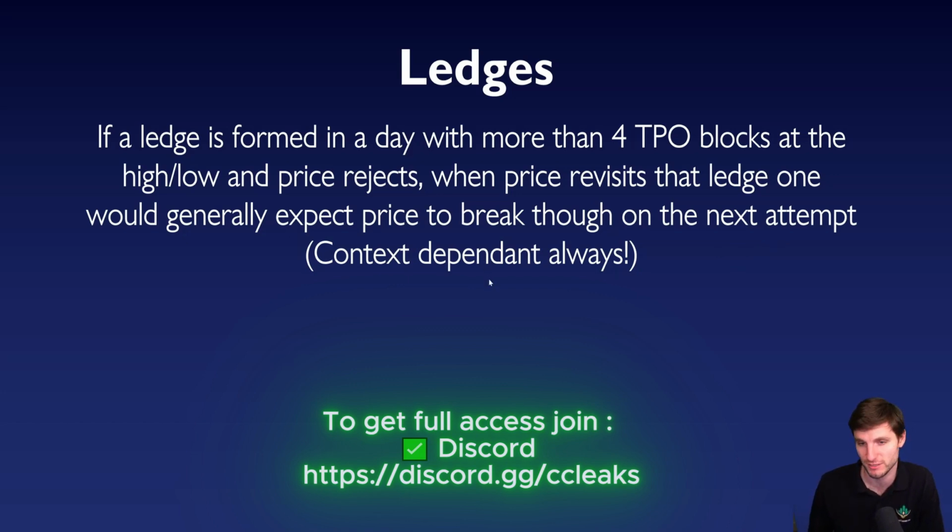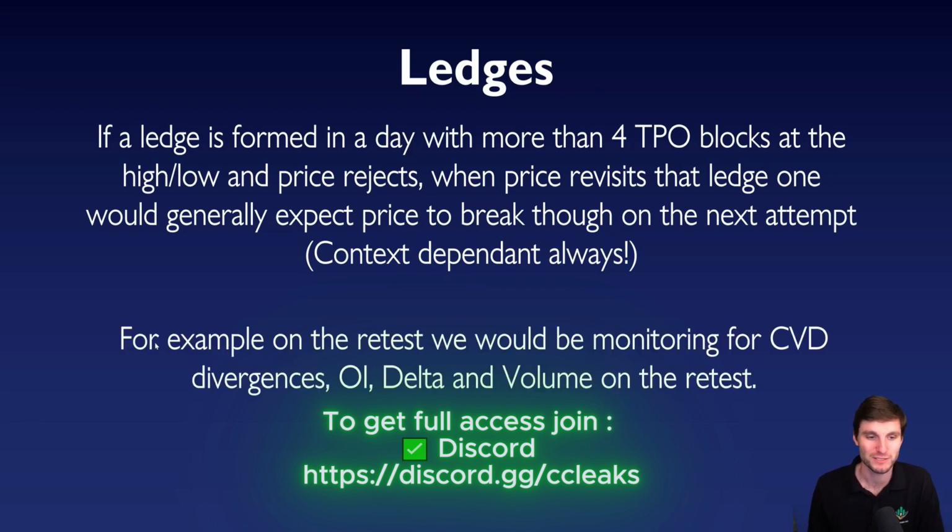Obviously context dependent as always. You can't just view this as a 100% win rate trade. But for example, on the retest, we would be monitoring standard things that you're looking out for: the CVD, open interest, delta, volume. Again, this doesn't mean you get 100% win rate just because you monitor these things, but you can go from a 30, 40, 50% win rate to getting up towards the 80, 90% win rate. So there's obviously no 100% guarantee just because you look at these added confluences.